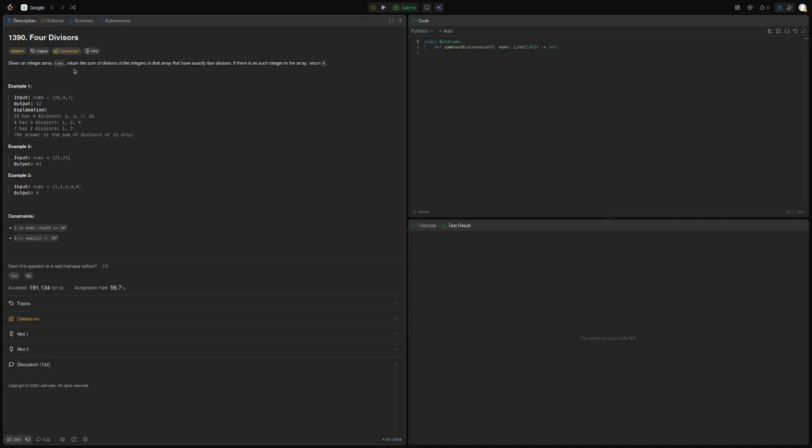Given an integer array nums, return the sum of divisors of the integers in that array that have exactly 4 divisors. If there are no such integers in the array, return 0. Interesting.